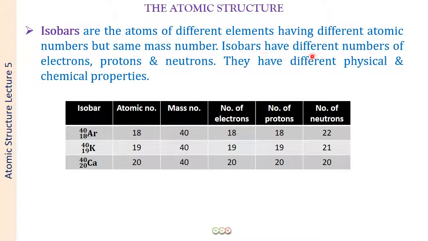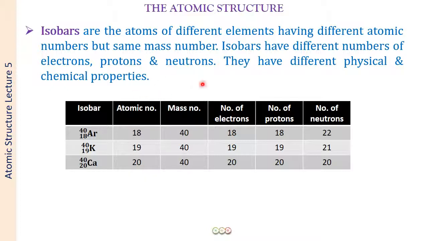And isobars, they have different number of electrons also, protons also and neutrons also. They have different physical and chemical properties because the number of protons is different. So for an example, we have argon 18 40, potassium 19 40 and calcium 20 40. All of these have the same mass number 40. The atomic number of argon is 18, potassium is 19, calcium is 20.